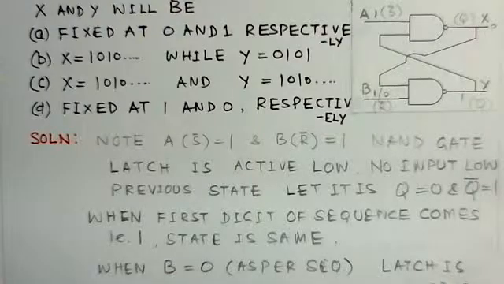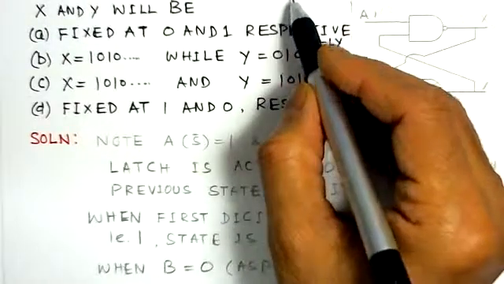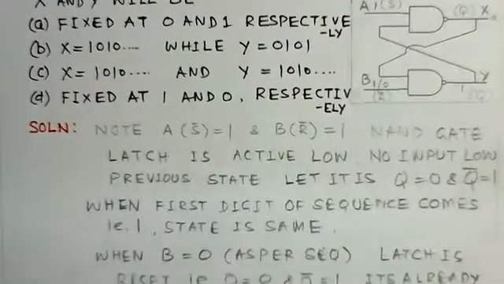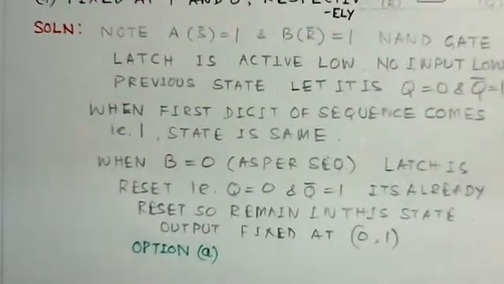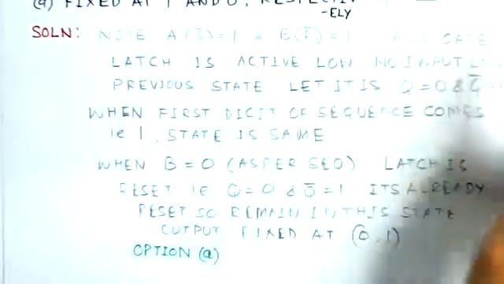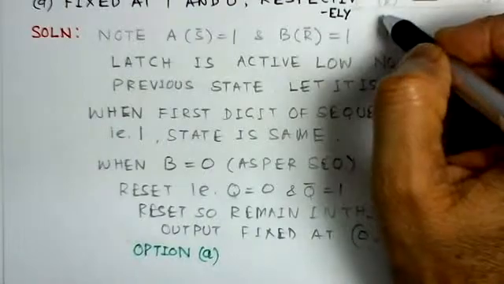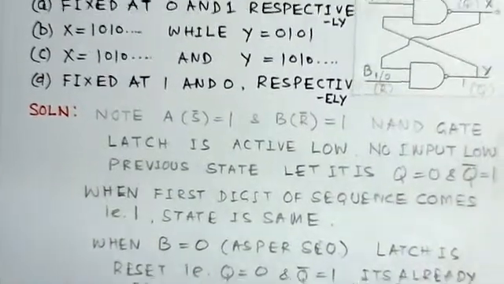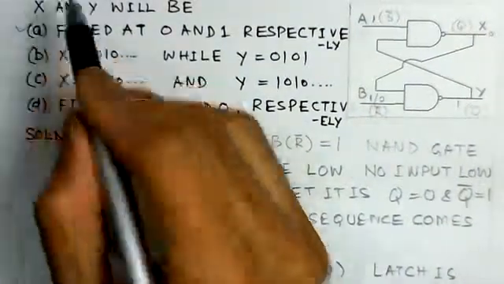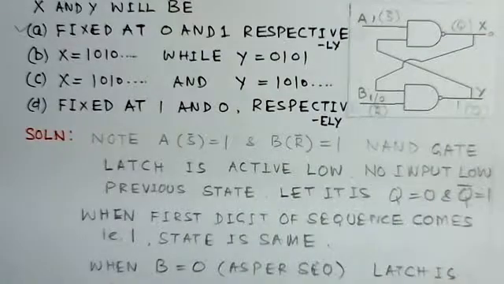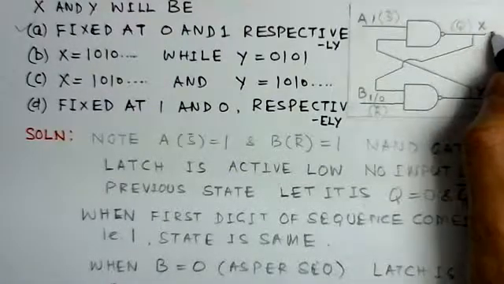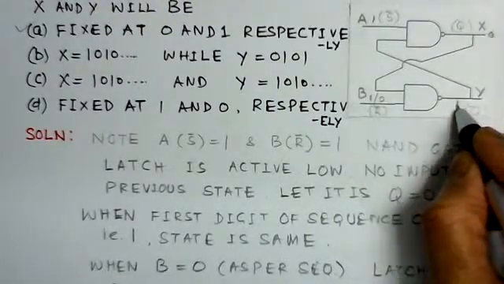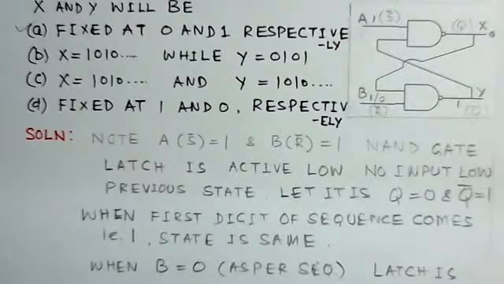So the state is not changing, and even when you apply the next input here, that is of the sequence, that is 1, again both inputs will be 1 here and nothing would be active. That means it will be the previous state. So the given option here, the A option, that is fixed at 0 1 respectively, that even though the application of the sequence does not change the output, is fixed at 0 and 1. This is the output here, and the sequence does not change the output.